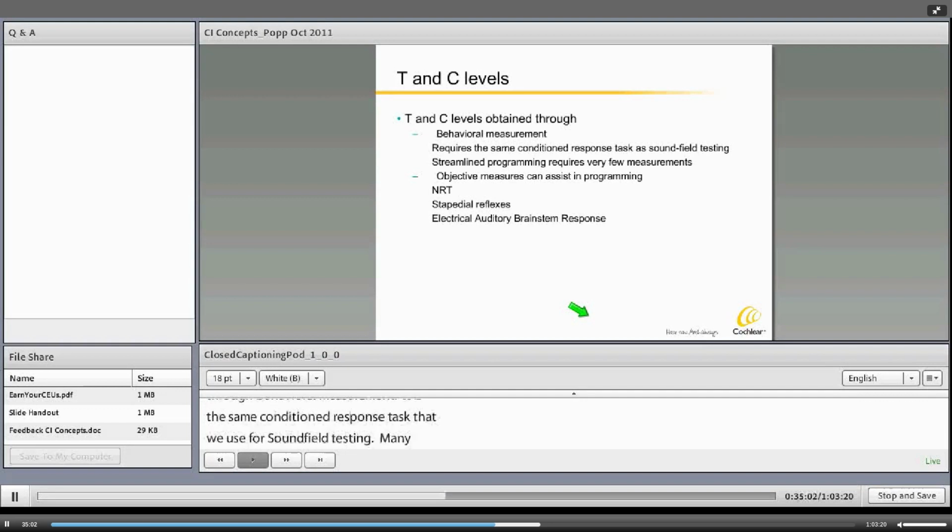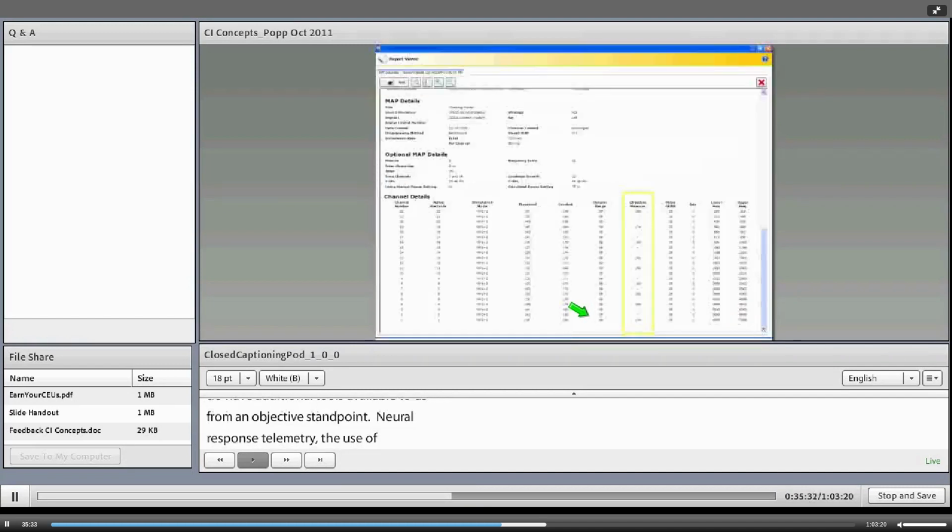We measure those levels through behavioral measurement. It's the same conditioned response task that we use for sound field testing. Many pediatric cochlear implant centers are also equipped where they have their programming equipment in a room with a VRA setup so that they're able to use all of the same tasks that we use with traditional pediatric audiology for programming their cochlear implants. We do have additional tools available to us from an objective standpoint.